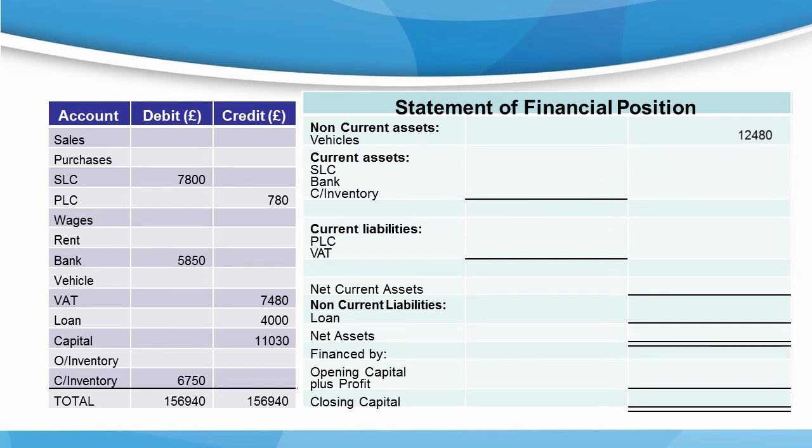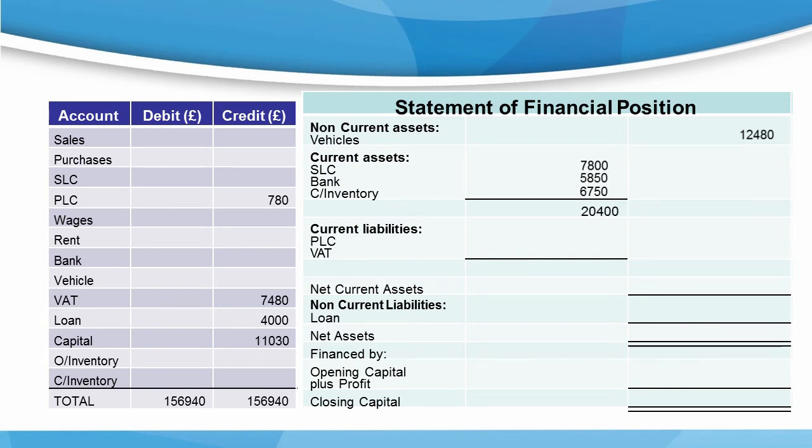Next comes current assets. We show these in a separate column as we'll need to use the total as part of the net current assets figure. Our current assets here are sales ledger control, bank, and closing inventory. Remember, we also use closing inventory to calculate the cost of sales in our statement of profit or loss. We can now calculate the total of all the current assets.